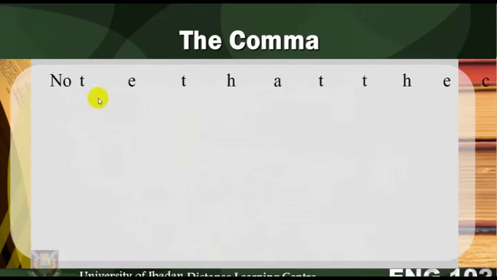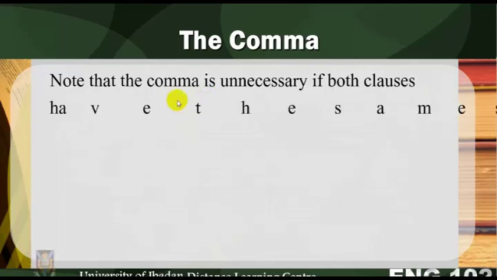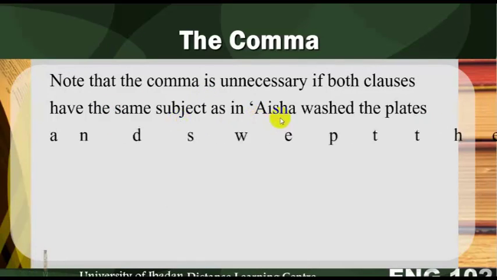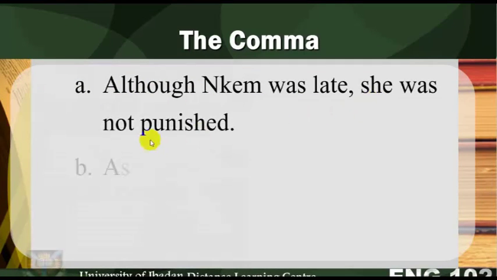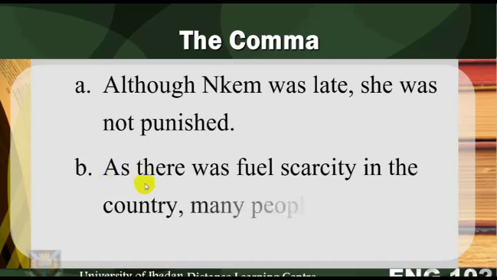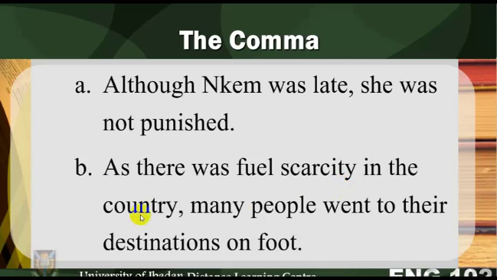Note that the comma is unnecessary if both clauses have the same subject, as in, Aisha washed the plates and swept the sitting room. Number 5. To separate subordinate clauses from adjoining main clauses. A. Although Nkem was late, she was not punished. B. As there was fuel scarcity in the country, many people went to their destinations on foot.